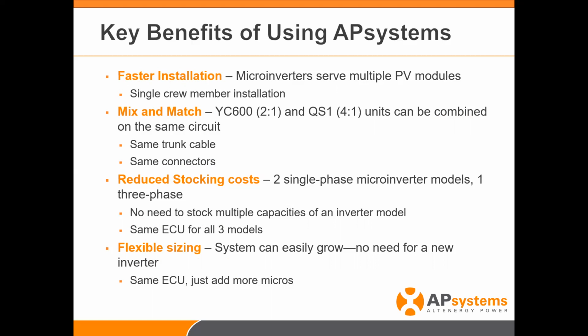Flexible sizing: the system can easily grow. You don't have to replace the inverter or oversize the inverter right at the start. You simply add more microinverters using the same ECU. Each ECU can handle a ridiculous number of microinverters. How many panels can connect to one ECU? It's like 400? 400, correct. And you're not going to use that on a residential system. With residential, you can just keep expanding. If they want to put more units on the garage, you can do that with the same ECU.